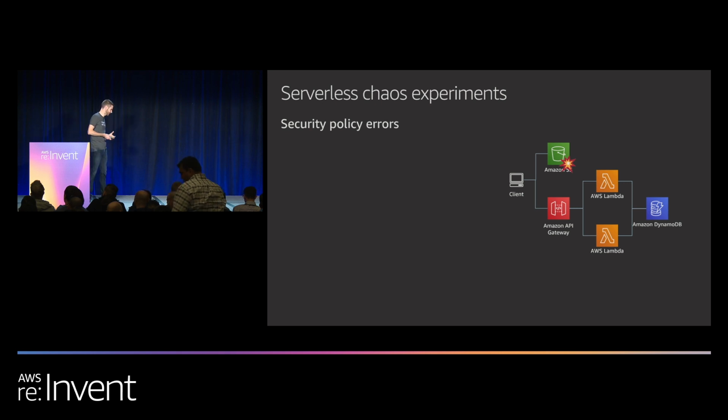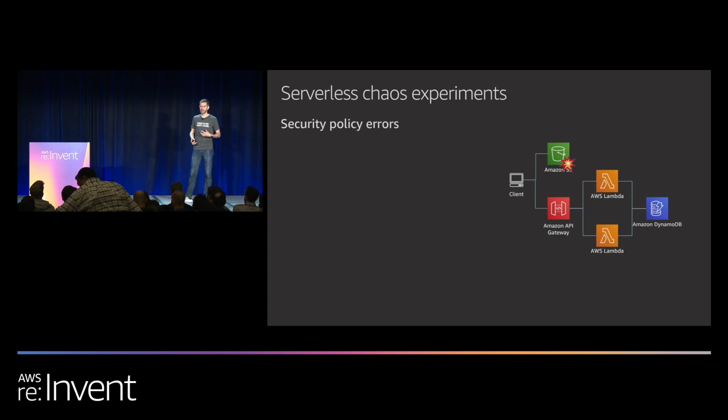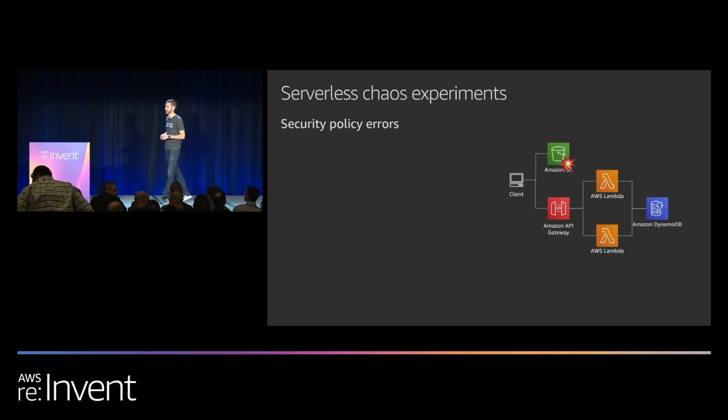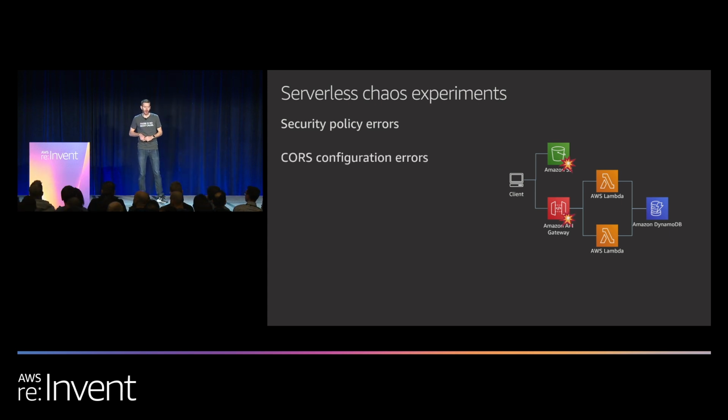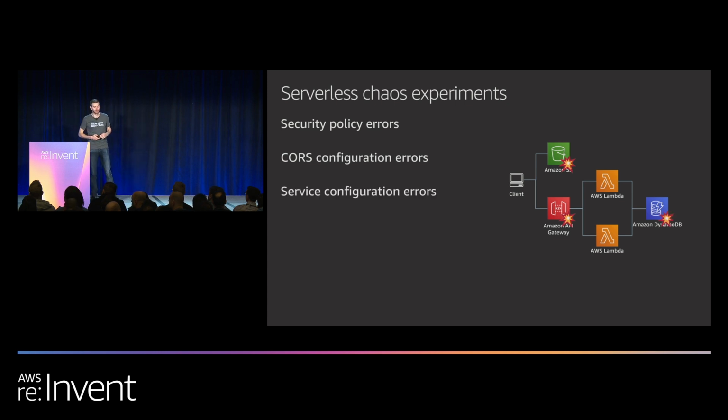But we can also do quite simple things, like security policy errors. A lot of issues that we see, incidents that happen, outages, are caused by issues with configuration or with security. We can add coarse configuration errors into our application, restricting or limiting how access to API gateway is allowed. We can add service configuration errors, of course, to any type of service that we're using.